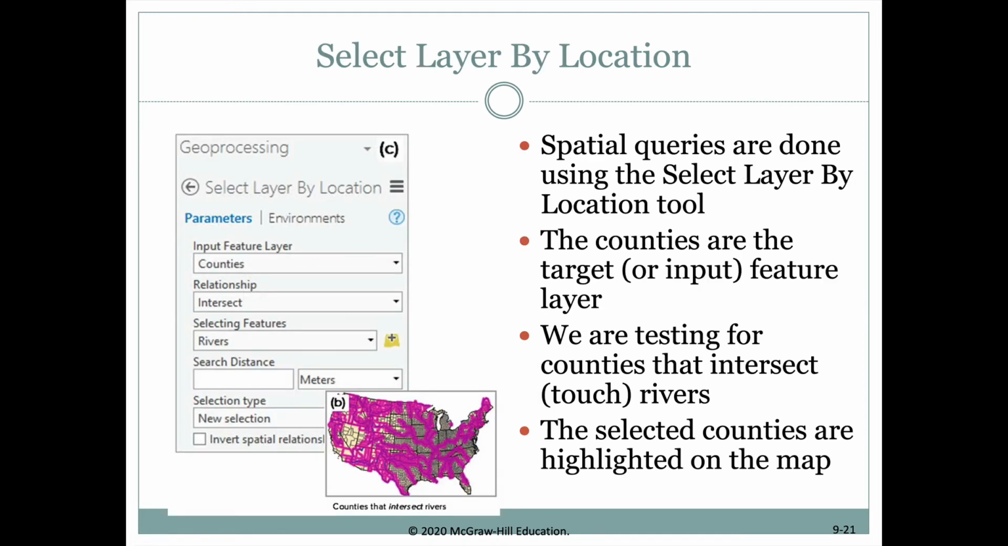So we have the Select by Location tool in the geoprocessing. And here's where we can set our input features, our relationship, and our selecting features. For these spatial queries, the target is going to be the input feature. In this case, we're seeing what intersects or touches, and the selected counties will then be highlighted on the map.